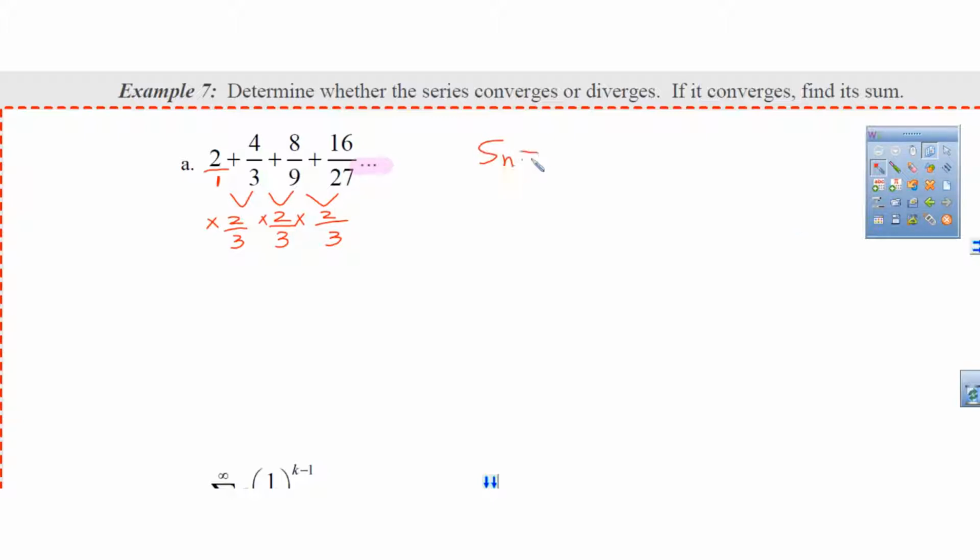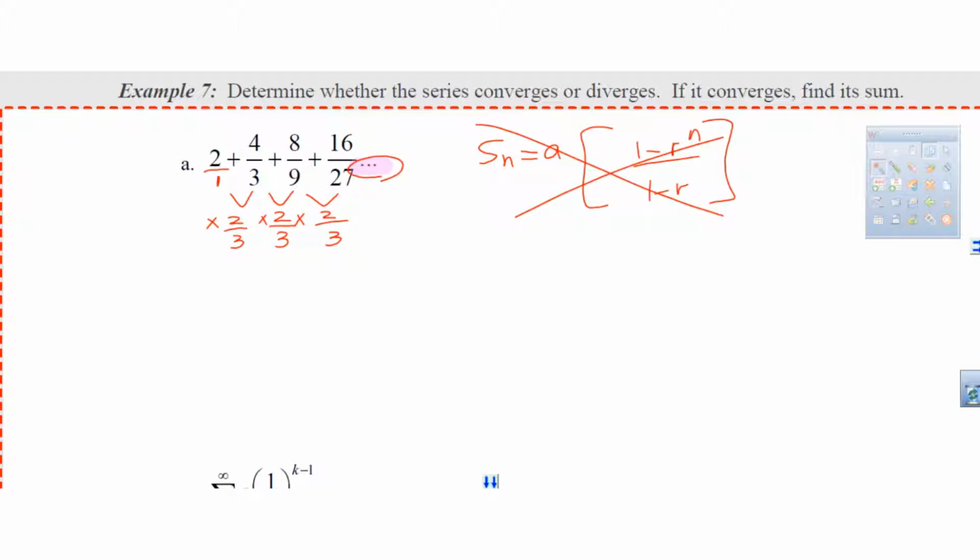Do not do this. Everybody write this down. S of n is equal to a, 1 minus r to the n over 1 minus r. I want you to write it down, and then I want to put an x across it. Don't do that. That is not the right formula. Someone tell me why it's not the right formula. Because it's infinite. Dot, dot, dot. This is for finite, something that ends. This is infinite.